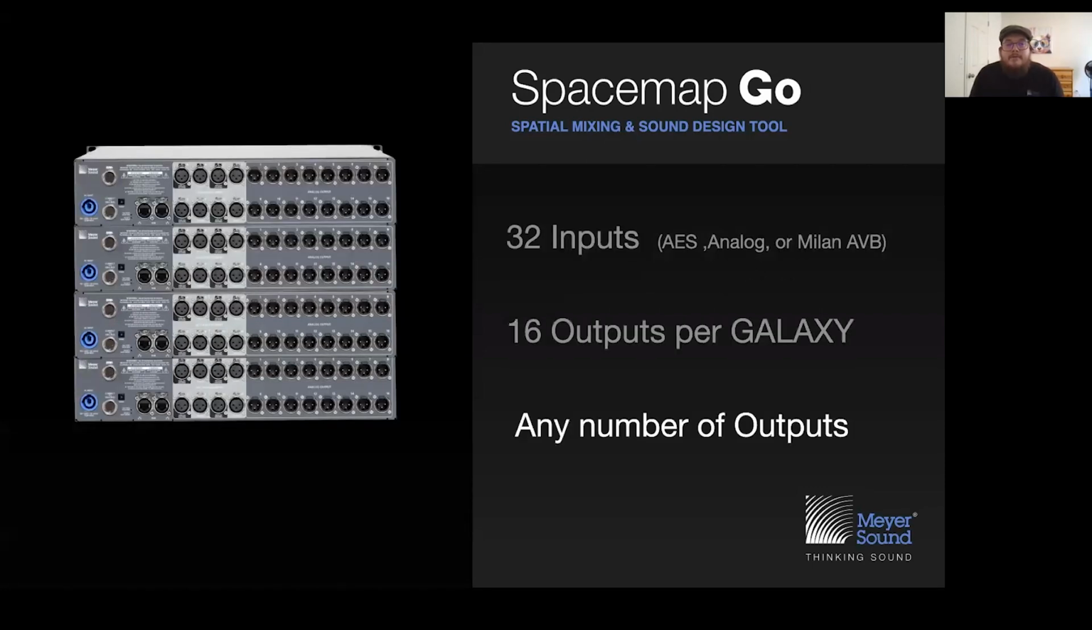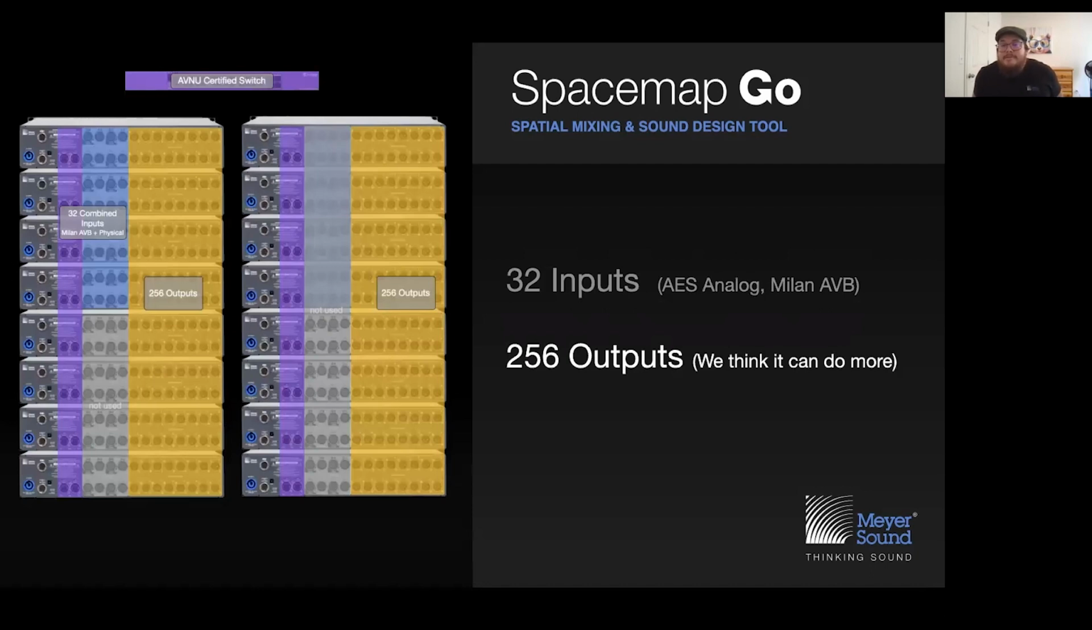And if you need more outputs, we don't really have a limit on how many outputs you can use. You just add more Galaxies. So you have 32 pathways into the system, and you have any number of outputs. And we've actually tested up to 256 outputs. So that's 16 Galaxies using Milan certified switch. And we've tested more, but for right now, we're saying 256 outputs is what we can do.